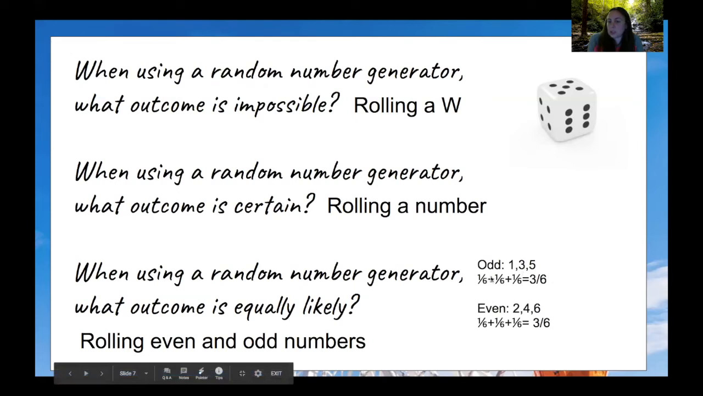So it shows us 1/6 plus 1/6 plus 1/6. That's 3 out of 6. And even is also 3 out of 6. So they are equally likely to get even or odd.